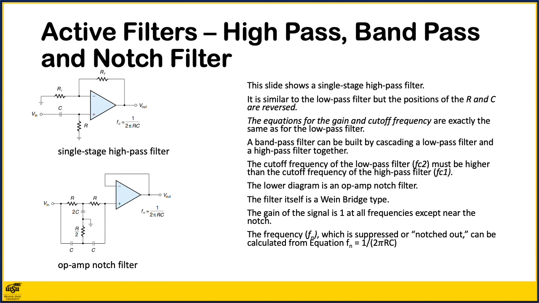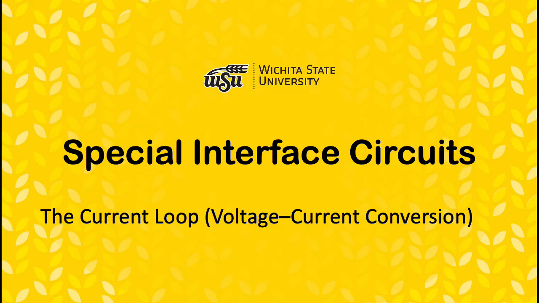Again, the equation is fn equals 1 over 2 pi RC. A number of special purpose circuits are useful in certain applications. We will look at the most commonly used circuit, but beware there are others, and these are covered in the text but not in this course.